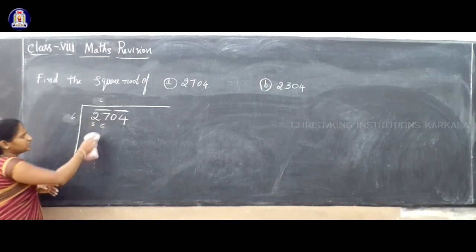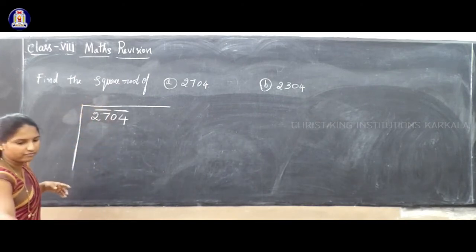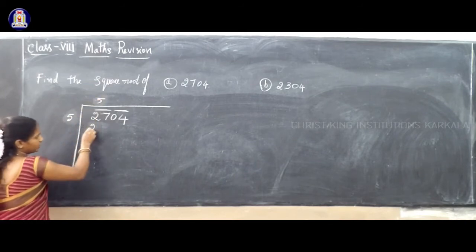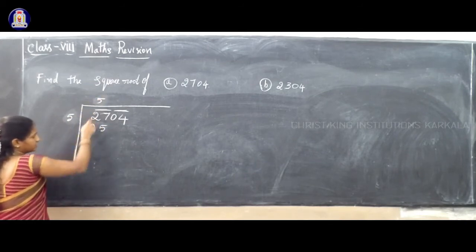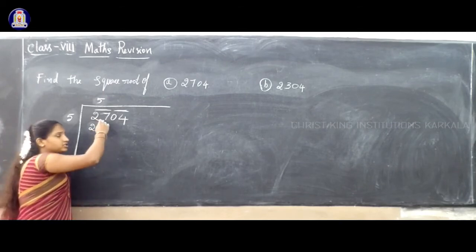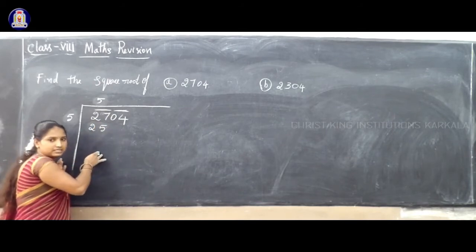So the next number, I think 5 5s is correct, isn't it? 5 5s, if you write, we get 5 into 5, 25. So 5 5s are 25. 25 is a perfect square, so that is near to 27. 25 is near to 27.